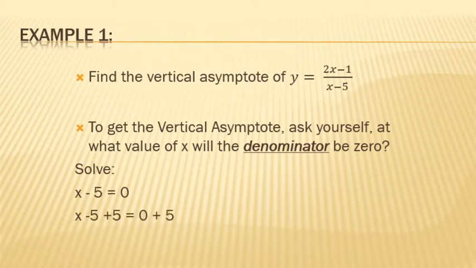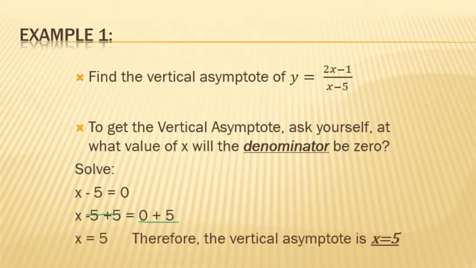So, nag-add tayo ng 5 on both sides. So, makakancel na si negative 5 ni positive 5, mawawala na yan. At yung right side natin is 0 plus 5. Therefore, x equals 5. So, alam na natin na ang vertical asymptote is 5. Ano ibig sabihin kasi nun?